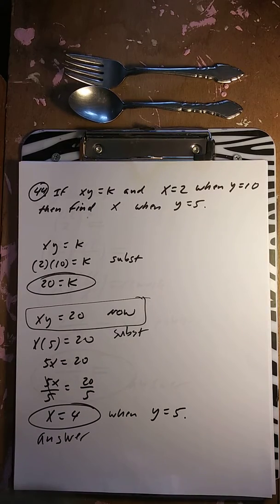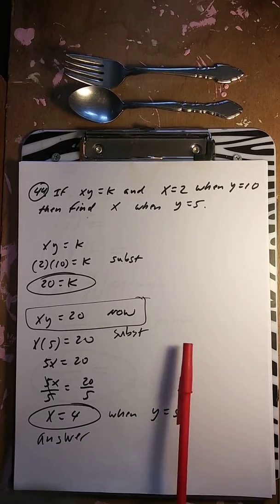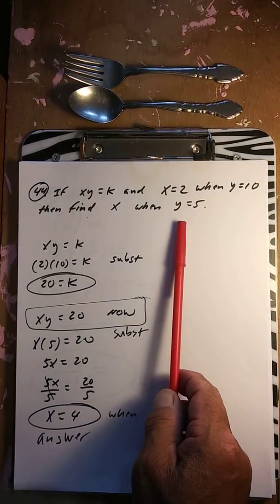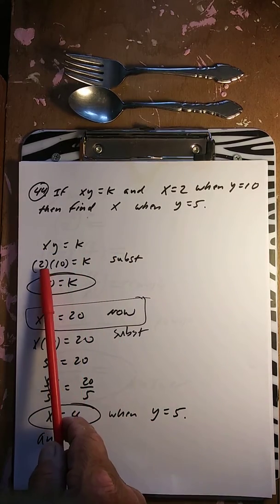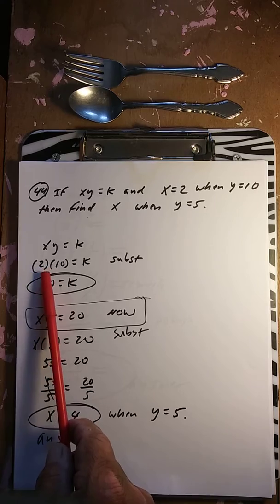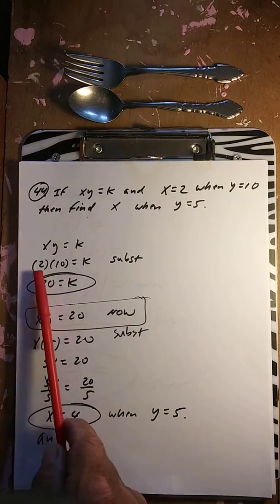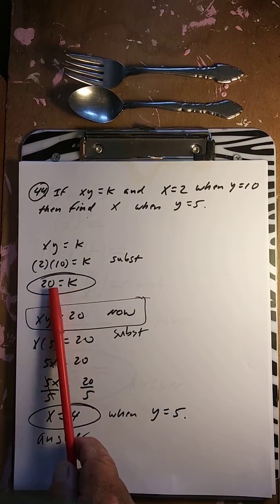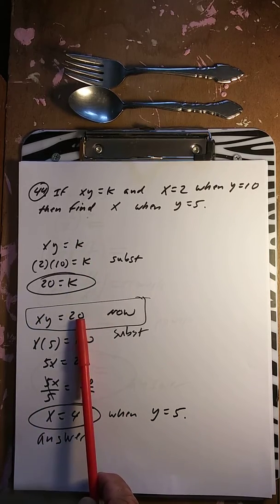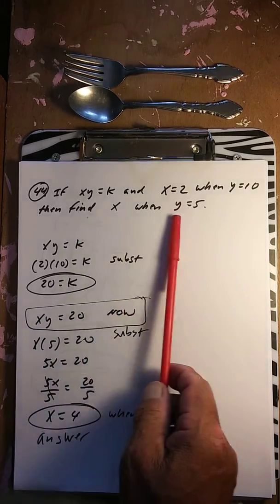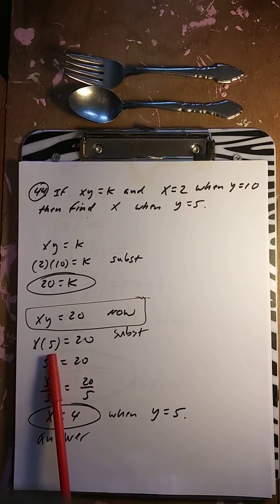If xy equals k and x is 2 when y is 10, then find x when y is 5. So xy is k. Substitute the 2 and the 10 from right here. 2 times 10 is 20, so k is 20. So now xy is 20. We have y is 5, so put a 5 there.